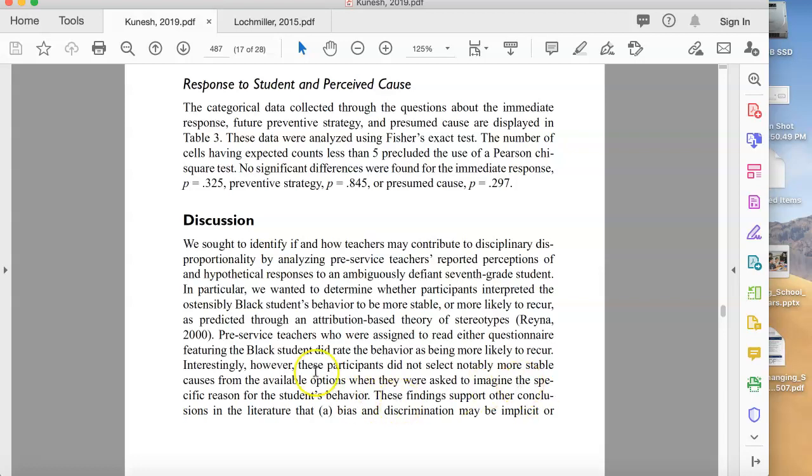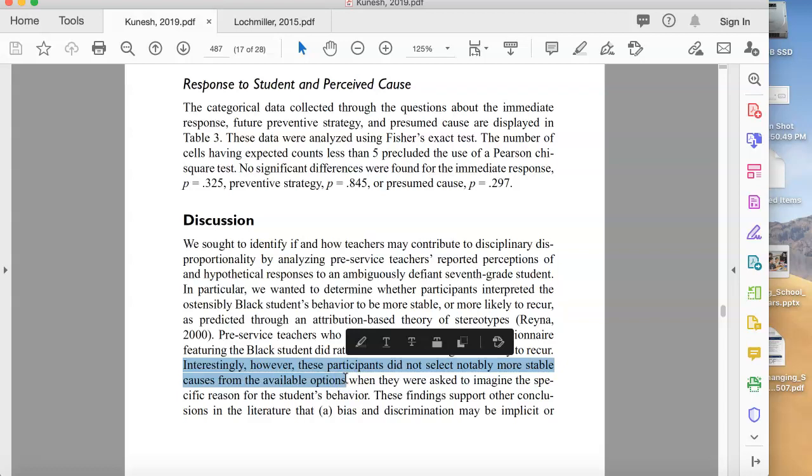So for example, here they have, we sought to identify, in particular, we wanted to do this, and we did this. So we found that pre-service teachers who were assigned to read either questionnaire featuring the Black student did rate the behavior as being more likely to recur. However, so there was an effect. Interestingly, however, these participants did not select notably more stable causes. So then they get into the findings from their second question.